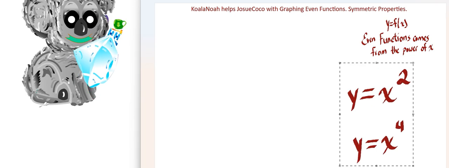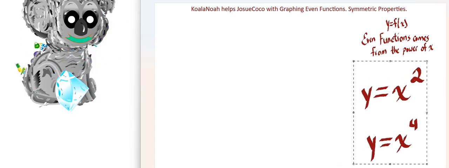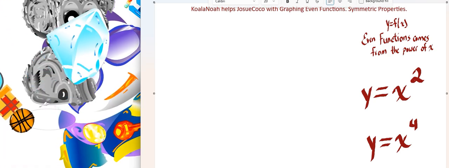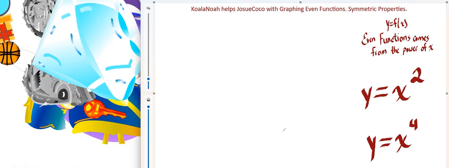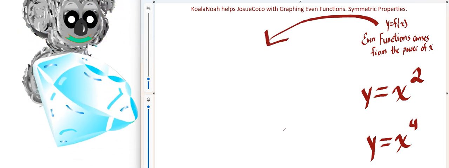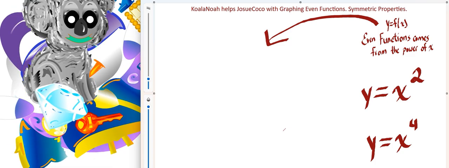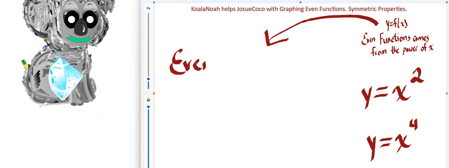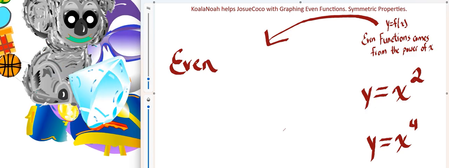So here we have y equals x squared, and we also have here y equals x to the fourth power. Now let's consider here y equals f of x. It states even function comes from the power of x.